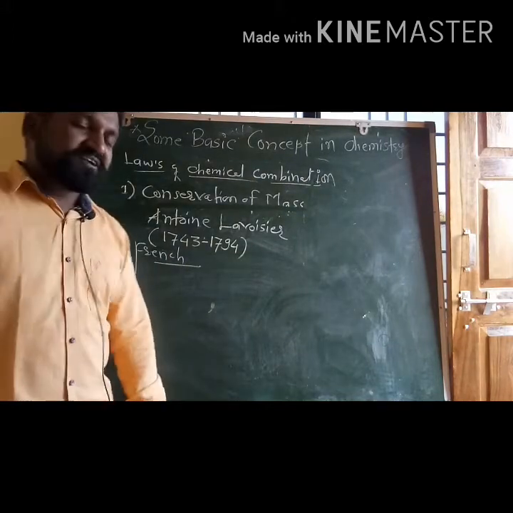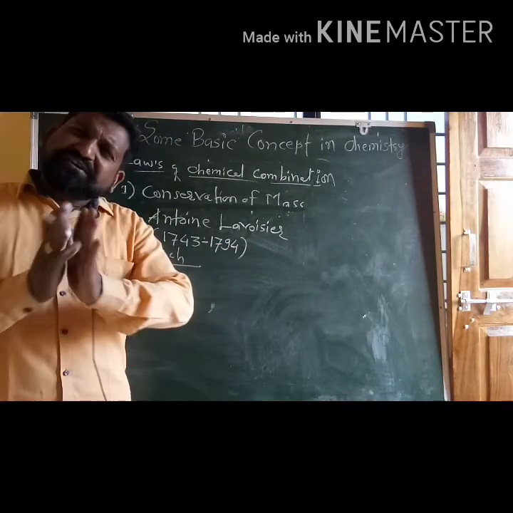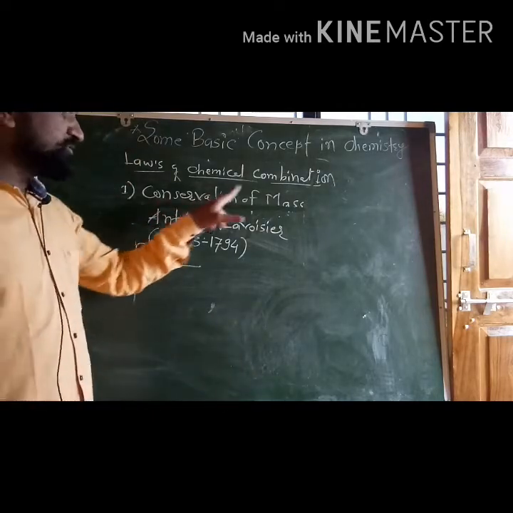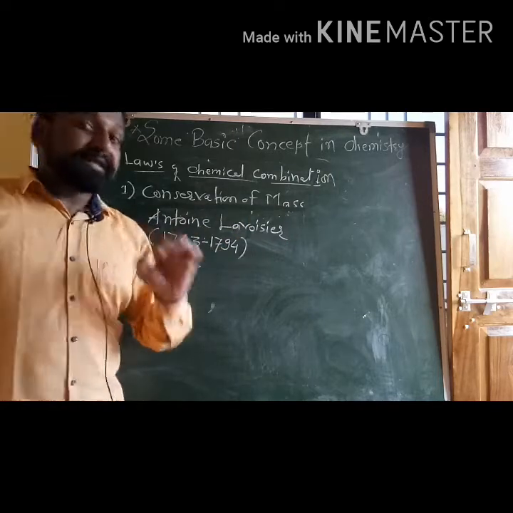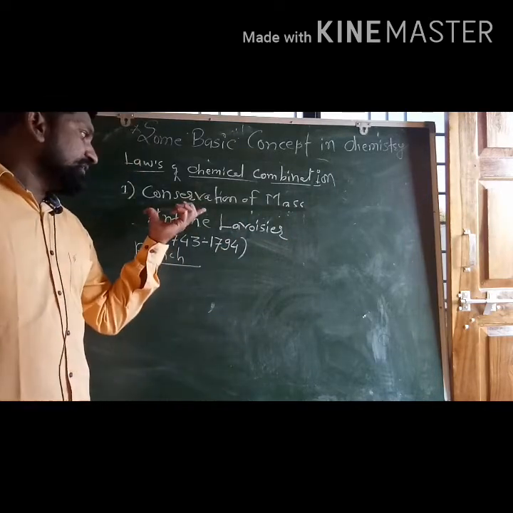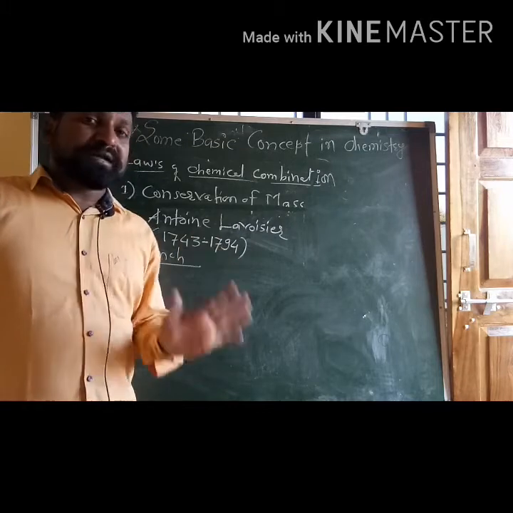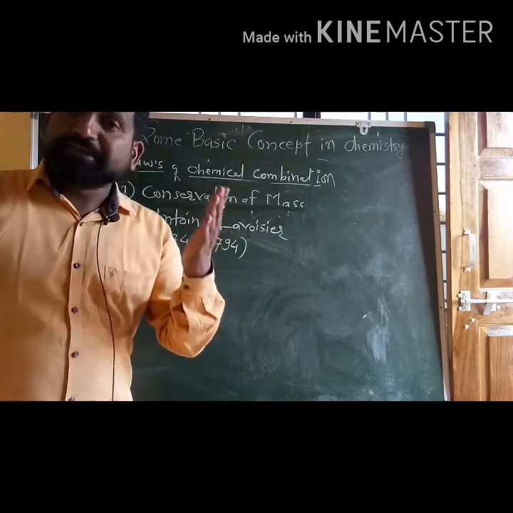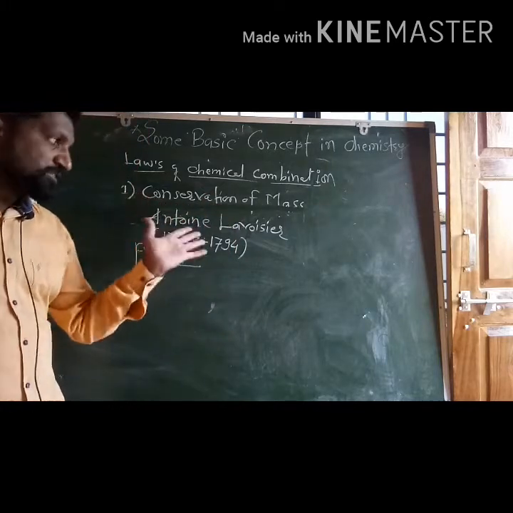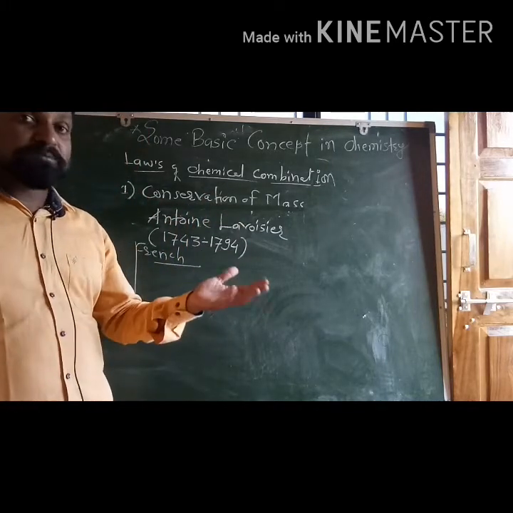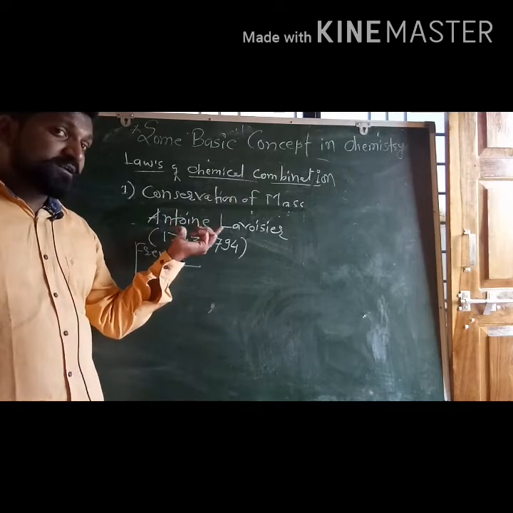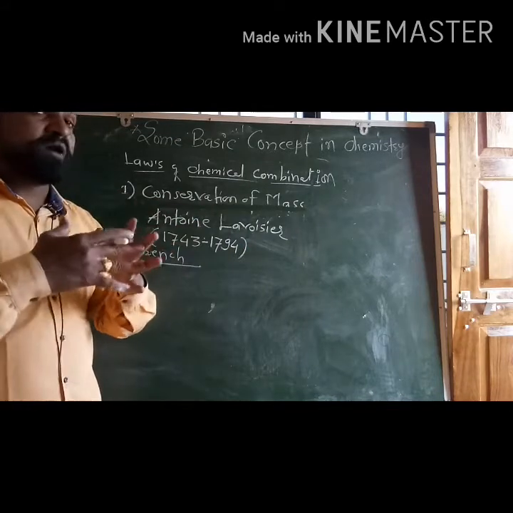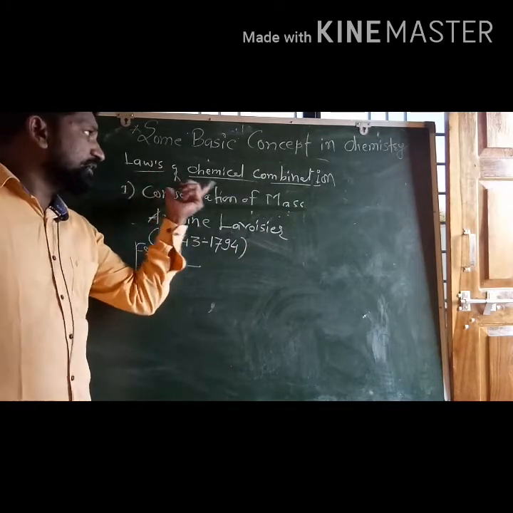Now he did some experiments very carefully. For your information, I would like to tell you that Antoine Lavoisier is also known as the father of modern chemistry. Again, in multiple choice questions, such questions can be asked: who is the father of modern chemistry? Antoine Lavoisier. So how did he construct the conservation of mass, which is one of the laws of chemical combination?